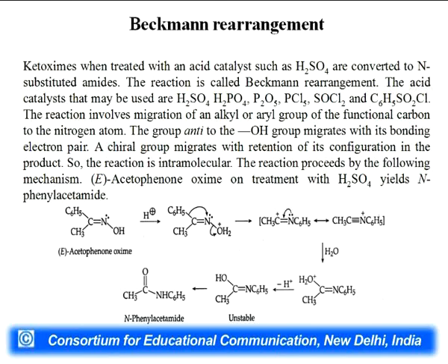First of all, acetophenone oxime reacts with a proton, the proton attacks the hydroxyl group, and a protonated water molecule is there. Then there is a migration of the group which is anti to this group. Only the anti group will migrate, this should be kept in mind. After hydrolysis and removal of a proton, the N-substituted amide, that is N-phenyl acetamide, will be produced. Z-acetophenone oxime on treatment with H2SO4 gives N-methyl benzamide.